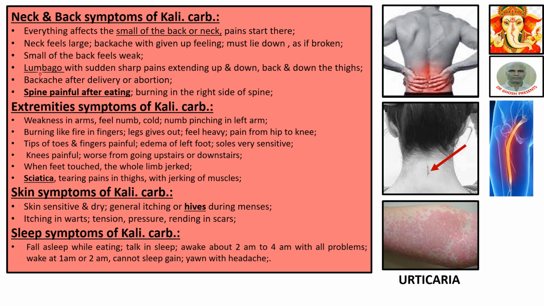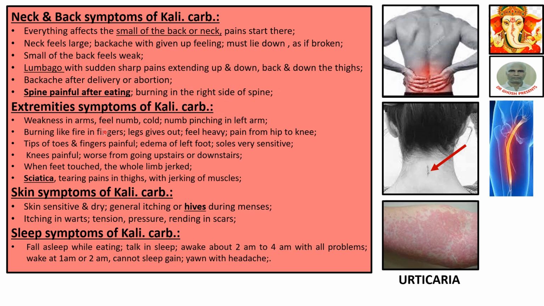Lumbago, rheumatism of the waist, with sudden sharp pain extending up and down, back and down the thighs. Backache after delivery or abortion. Spine painful after eating. This is a rare symptom. You can call it a USP, uncommon strange peculiar. Spine painful after eating, burning in the right side of spine. Extremity symptoms of Kali carb.